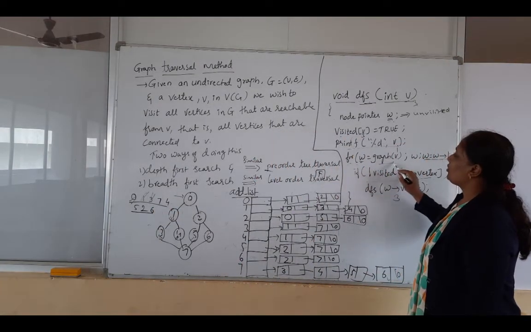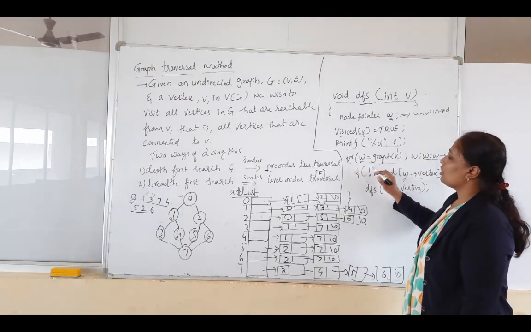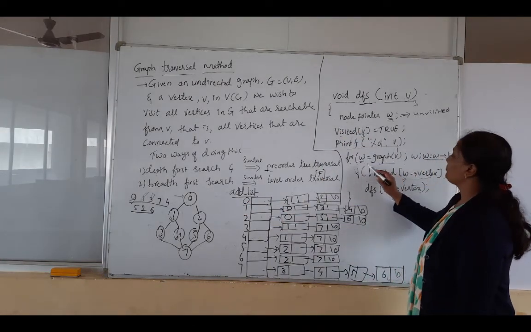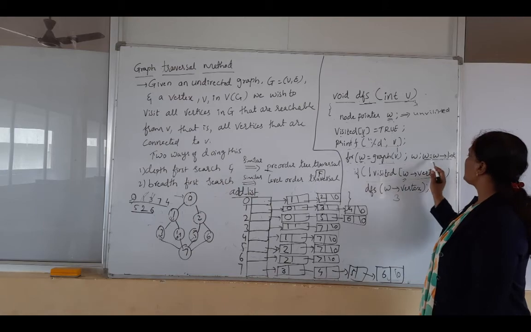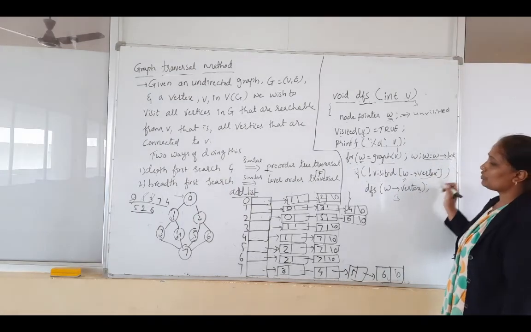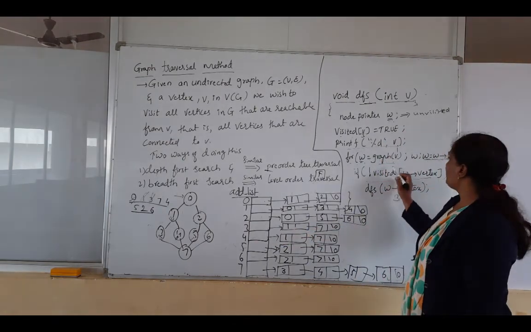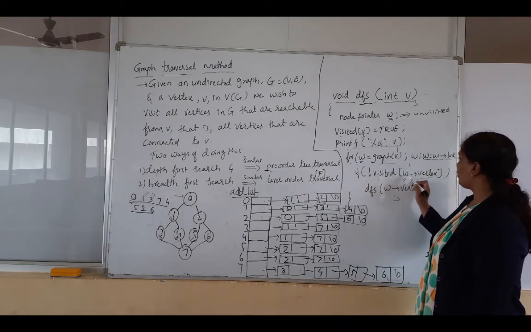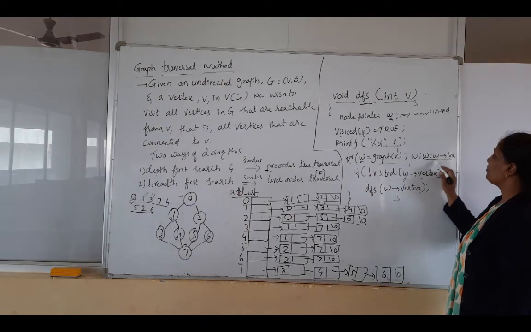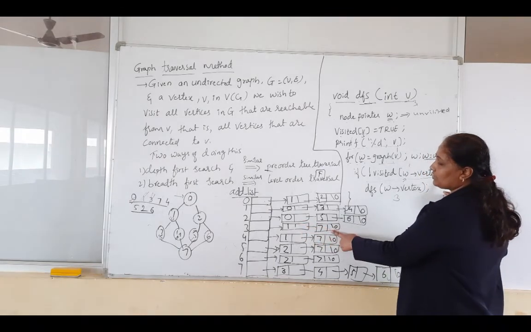After that, you are going to check the graph vertices of W. So what is the W here? W is now 3. Next, you are going to check the adjacency list of W. So 3's adjacency list contains what? 1. So you are going to check whether that 1 is visited or not. It is visited. You are going to increment the loop value by 1 and check the vertex which is next in the link.